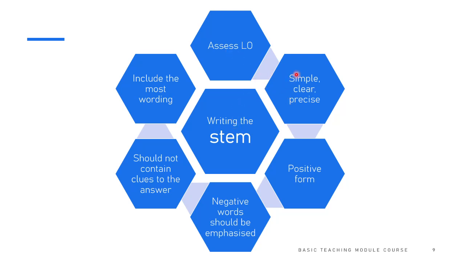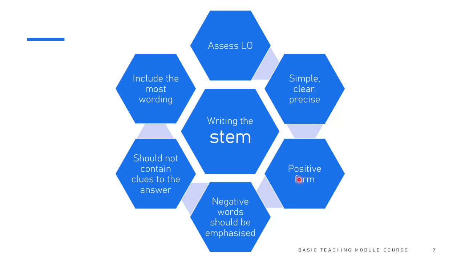The second one is that the stem should be clearly written, in simple and precise language. Avoid ambiguous, vague or bombastic words that are not required, unless it is relevant, such as in an English language test. That would be relevant if the learning outcome is to test the vastness of students' vocabulary, for example. Other than that, if the learning outcome is to test basic understanding, we should keep it simple, clear, and precise.